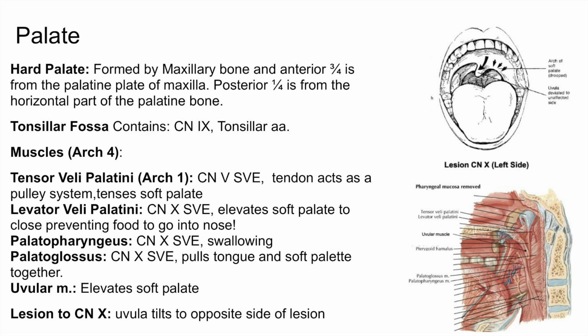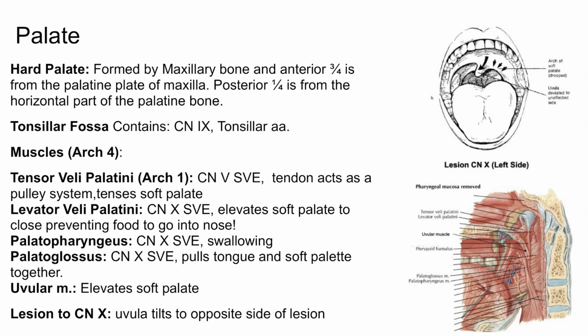The exception is going to be tensor veli palatini, which comes from arch 1, okay, and is innervated by cranial nerve V3, and its job is mechanical. It tenses the soft palate, acting through that pulley-like system around the pterygoid hamulus. Everything else is going to be vagus.